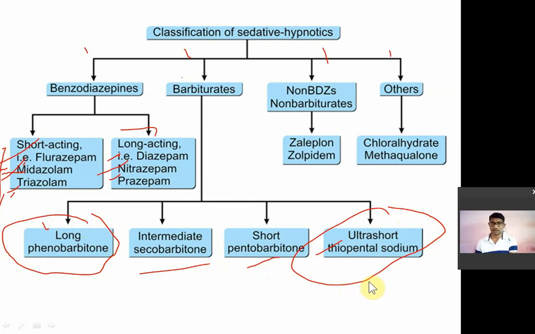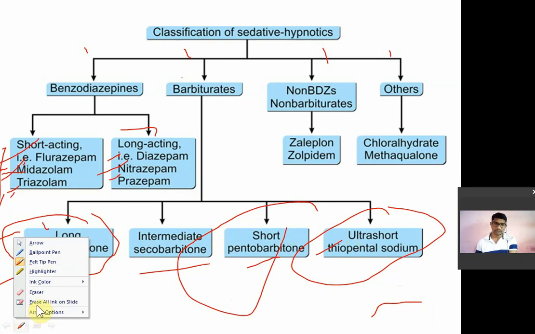Most of the ultra-short-acting barbiturates are used as general anesthetics. Long-acting barbiturates are used as anticonvulsants. Intermediate and short-acting barbiturates are used as sedative hypnotics. So this one is a sedative hypnotic, this is an anticonvulsant, and this is an anesthetic. So this is another classification; we will see another type of classification.